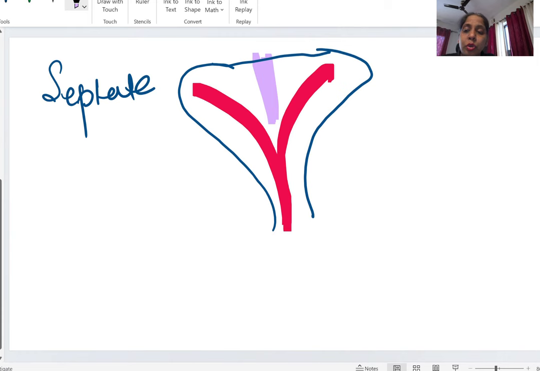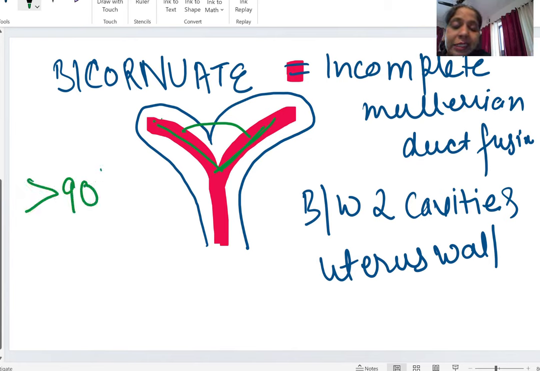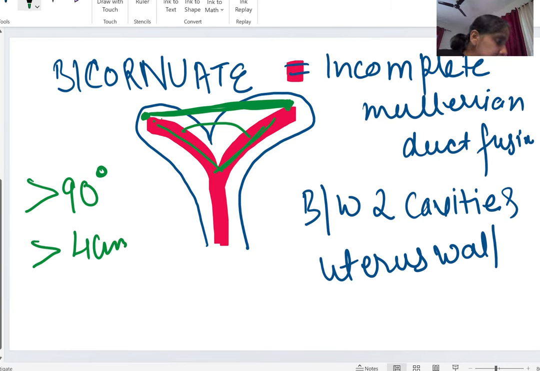So these two cavities will be quite wide. The angle between these two cavities will be more, it will be more than 90 degree, and the fundus, yes, you are right, the length of the fundus will be more than 4 centimeters. But please make the concept so that you can remember.